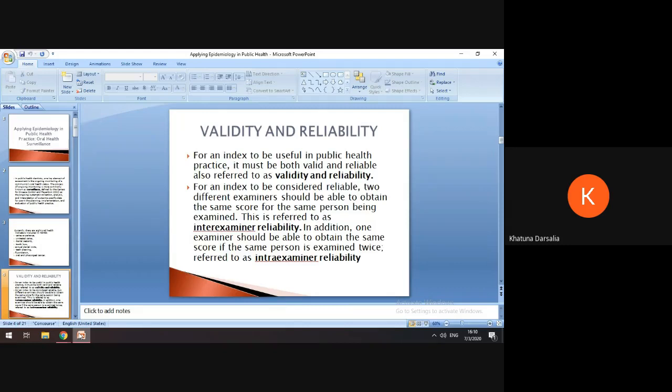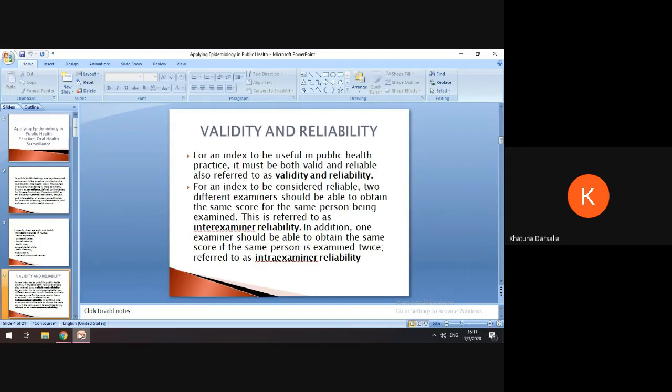For an index to be useful in public health practice, it must be both valid and reliable, also referred to as validity and reliability. To be valid, it must measure what it is intended to measure. For this reason, levels of the index should correspond with the stages of the disease under study. For a gingivitis index to be valid, it must measure the prevalence and severity of gingivitis rather than the prevalence and severity of some other condition.